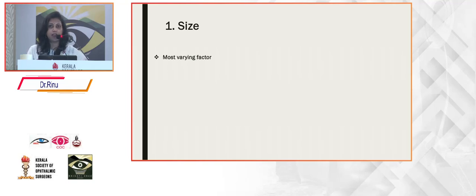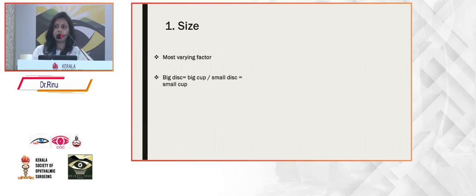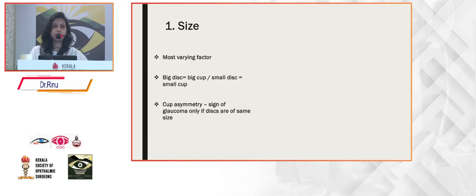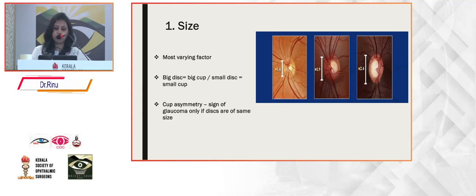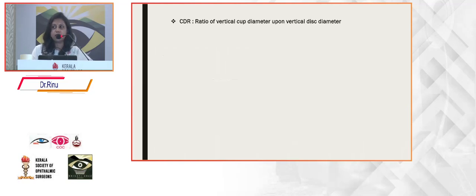and this is also the factor that varies the most. Naturally, a bigger disc will have a bigger cup and a smaller disc will have a smaller cup. So when we discuss cup-disc ratio, it is of paramount importance that we consider the size of the disc. And when we say that cup asymmetry is a sign of glaucoma, it is only if the discs in consideration are of the same size. Based on the disc diameter, the disc can be classified into small, medium and large discs.